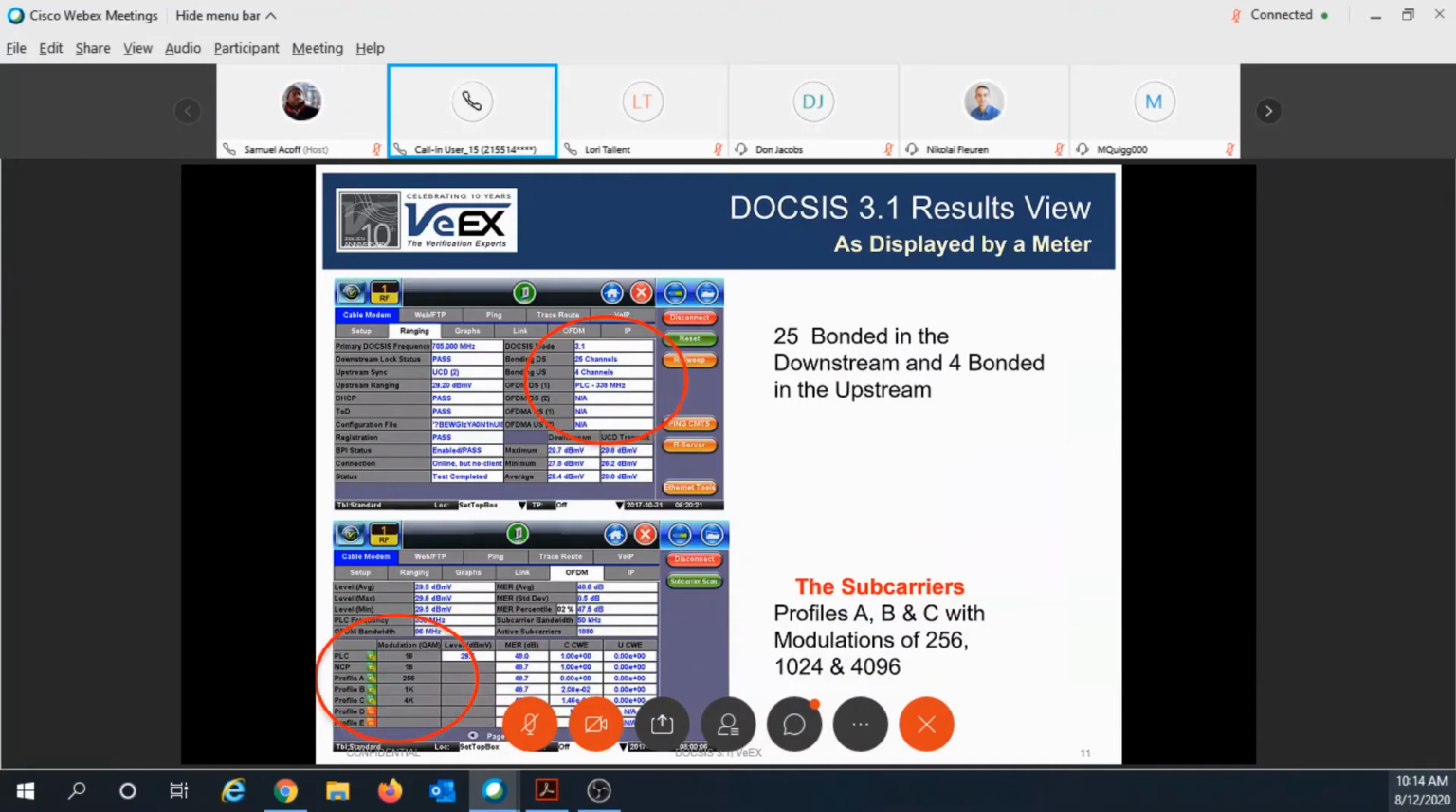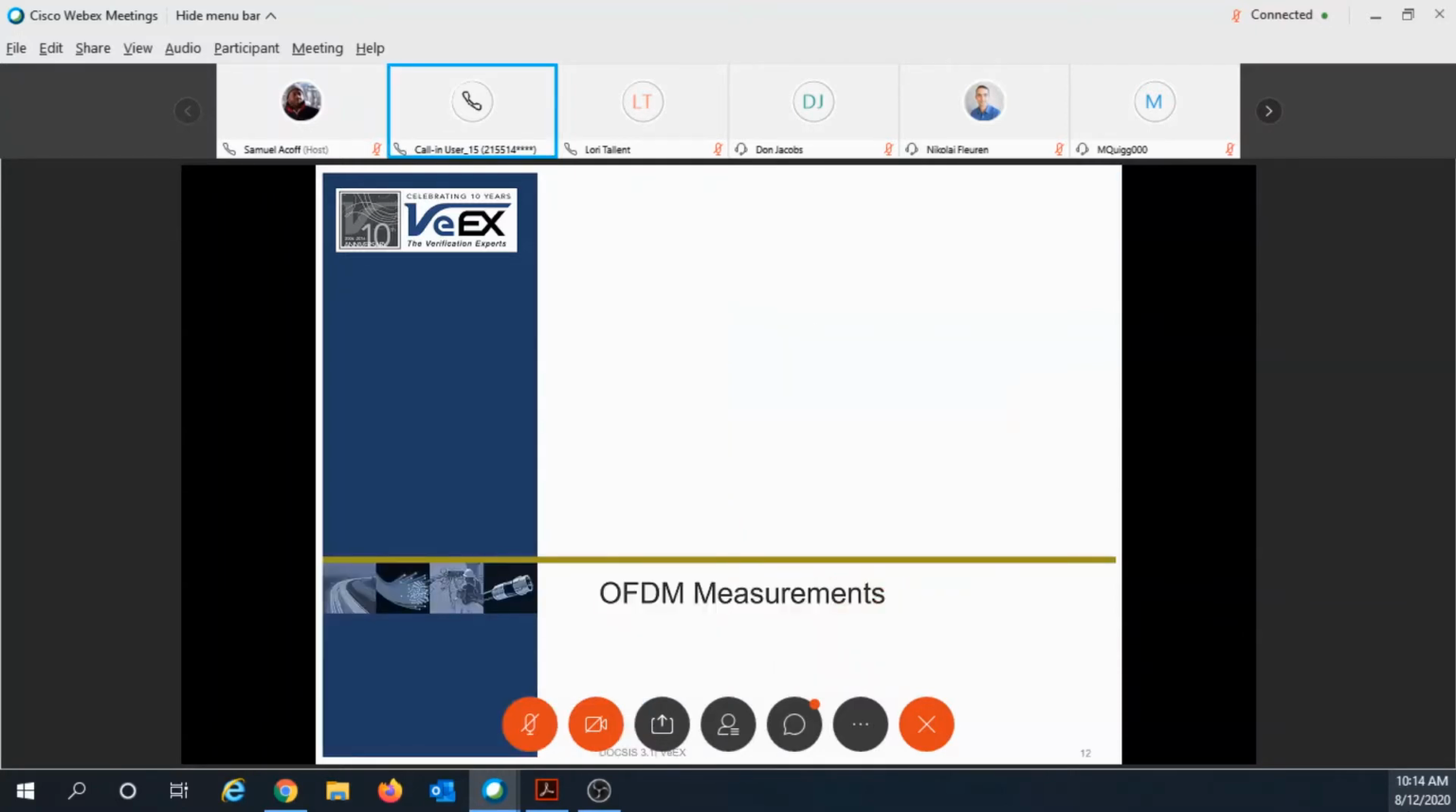Profiles A, B, and C in this case show in green, meaning they are locked and ready to use as they have modulations next to them. So profile A is a QAM 256, profile B is a QAM 1024, and C is a 4096. So we're going to talk about those subcarriers because those are the guys that are going to do the heavy lifting as far as data transmission goes. So making measurements on the subcarriers.